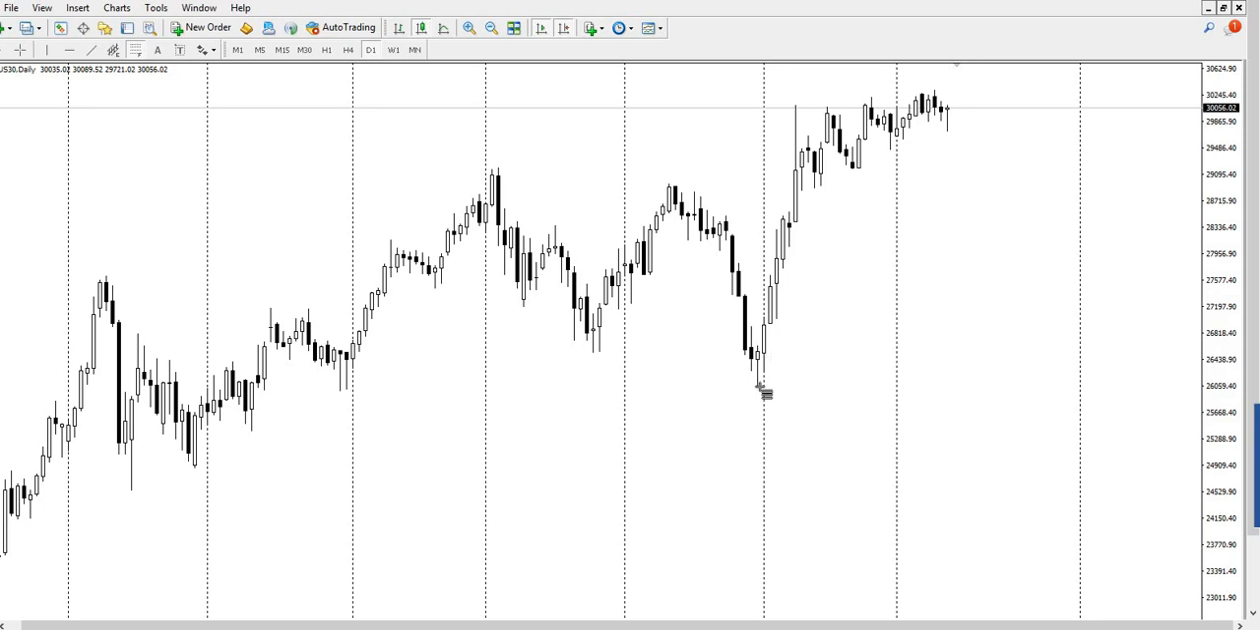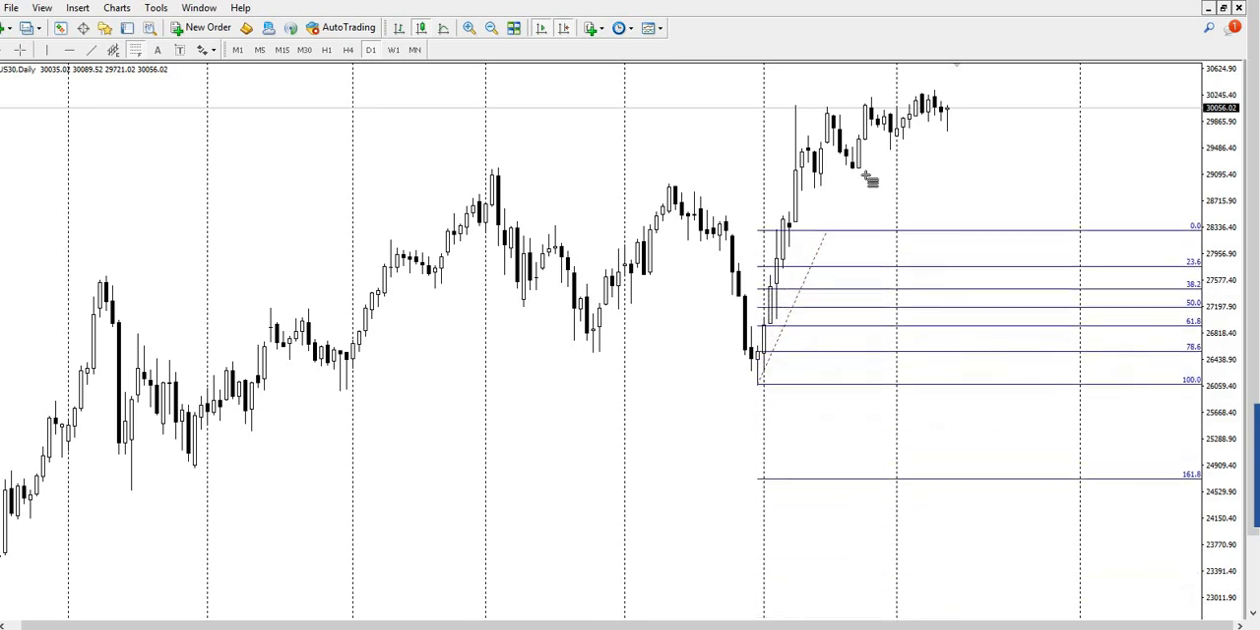Okay? So now, to draw your Fibonacci, you start from recognizing the trend. We're in an uptrend. So you need to start from the bottom of the uptrend and go to the top. That's how you draw an uptrend Fibonacci retracement. If you want to draw a downtrend, you start from the top and go to the bottom. Okay? We're on an uptrend. This is the lowest point of this uptrend. Alright? Swing low, swing high. There you go. Draw it.